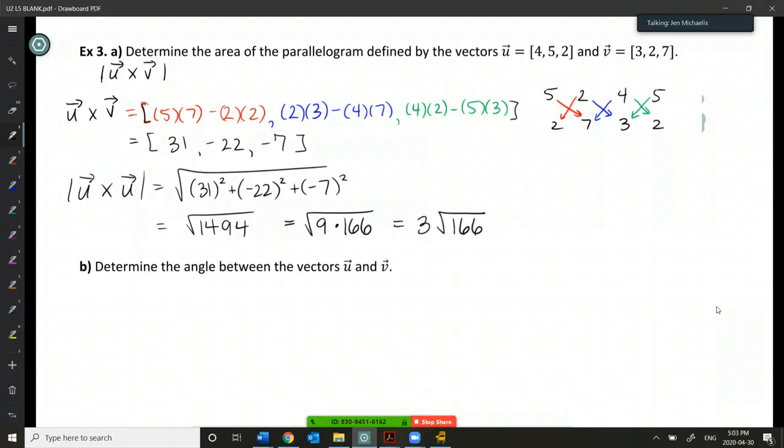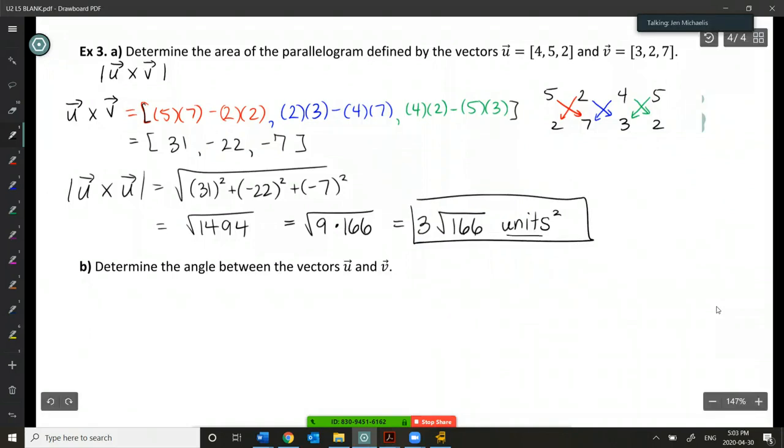And we are finding area. So remember, area, when we have actual units like centimeters or meters, we always say centimeters squared or meters squared. So here I'm simply just going to indicate that this is talking about a measurement in square units. Okay, so you're always going to make sure you indicate that.